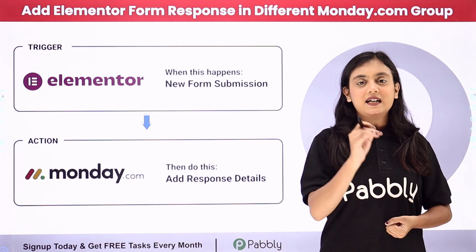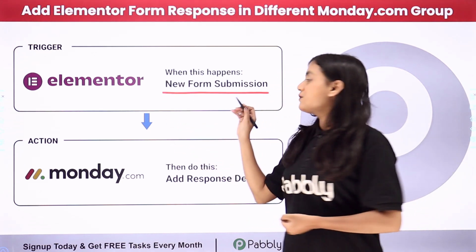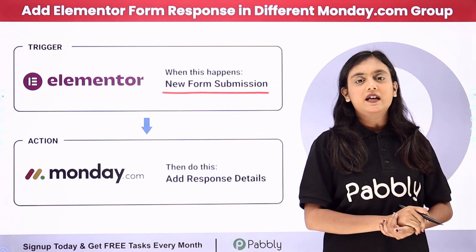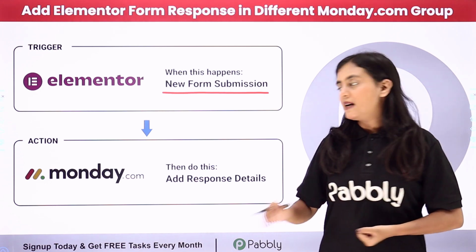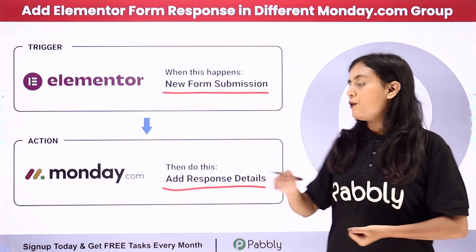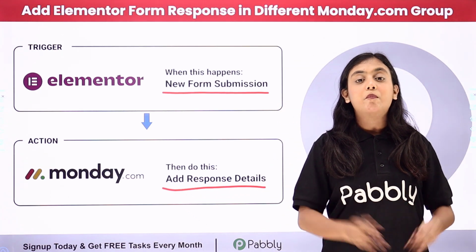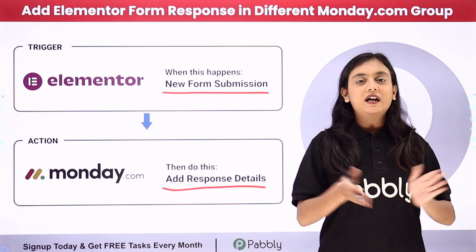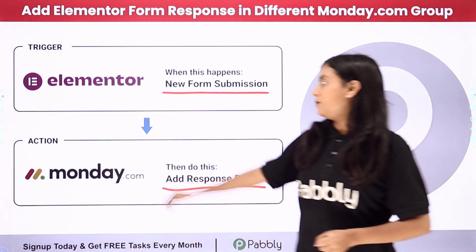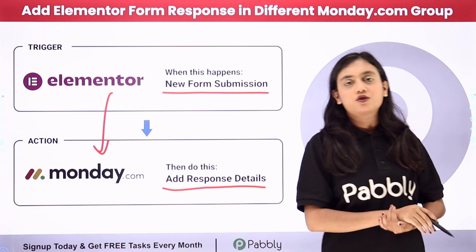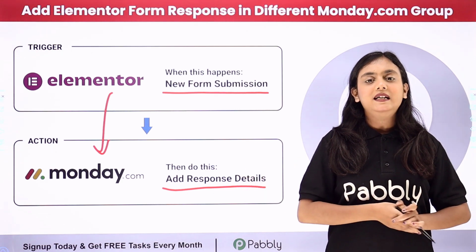So my objective is that whenever a new form submission is going to be done by any of my applicants with the help of Elementor, automatically I want to create a record of the response in my Monday.com account but in different groups. For that, what we have done is we have simply created an automation between Elementor and Monday.com with the help of Pabbly Connect.